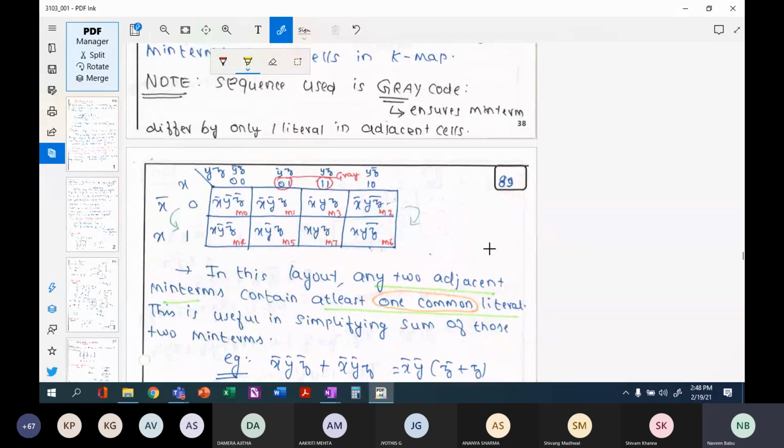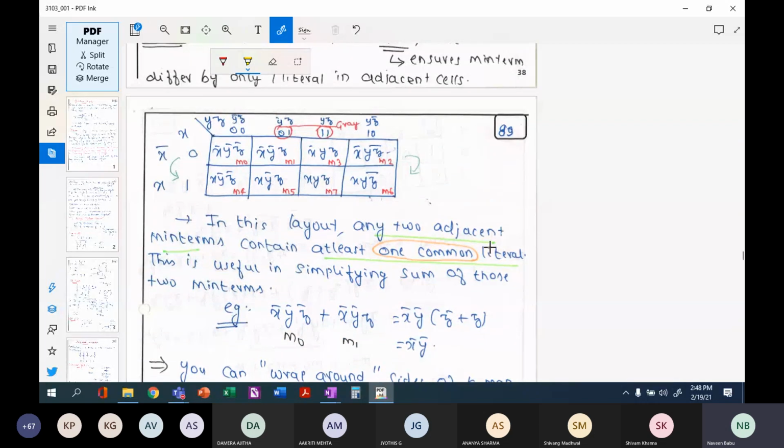I've already explained all these particular parts, but still, there will be a grayscale change as mentioned here. 0, 1 will change to 1, 1 only because only one literal needs to be changed. Now, in this layout, any two adjacent minterms will definitely have one common term. Here between these two, Y bar is a common term. Between these two cells, Z is a common term. Between these two cells, Y is the common term. And between these two, there will be no common terms.